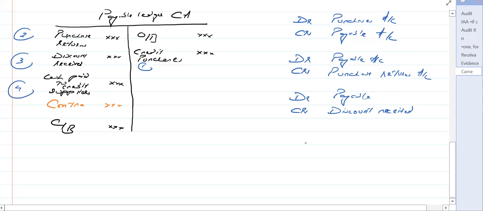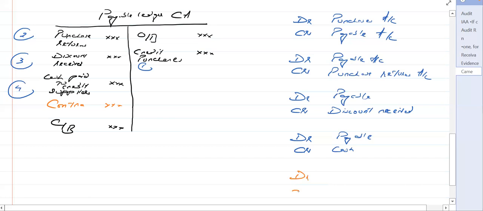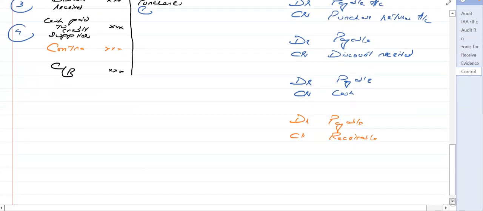Then we have the cash paid to the credit supplier. That simply means credit cash and debit payable, as this is a liability. And then we have the contra entry, which we have already discussed. The contra entry is debit payable and credit receivable. So this is the payable ledger control account.